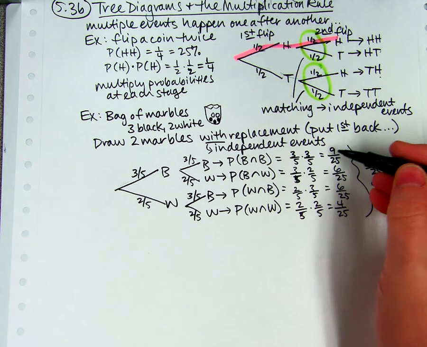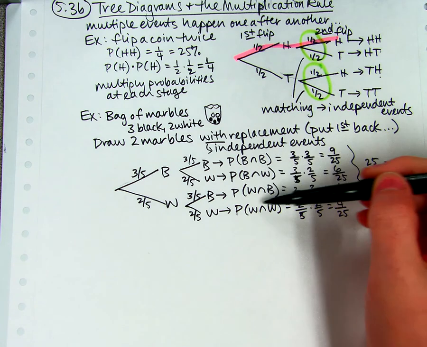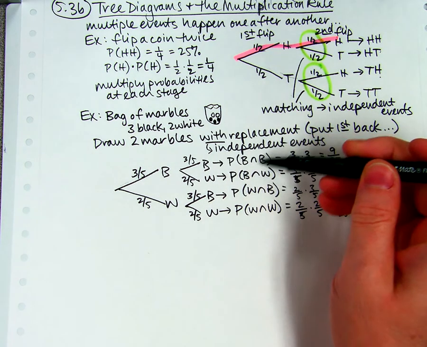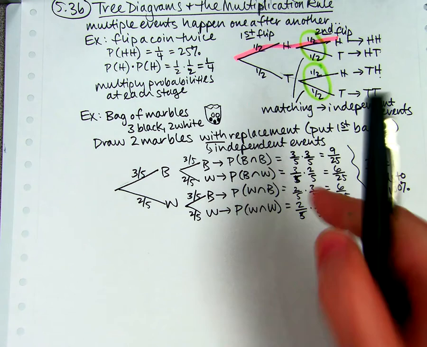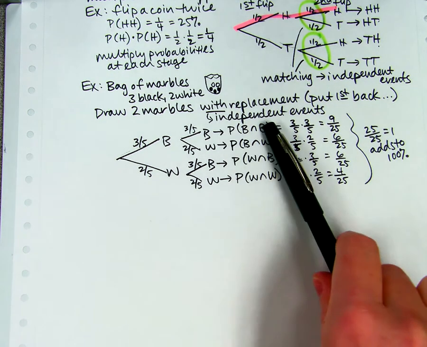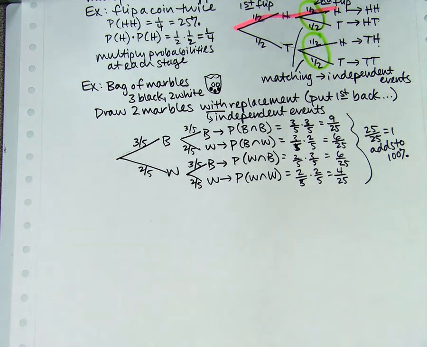So sometimes I might want to know the probability of getting one of each, and then I would add these together, or the probability of getting both the same would be adding these 2 together. After you've found the branches, you can add them. If you have an or, probability of black and black, or white and white, you'd add those 2 together.